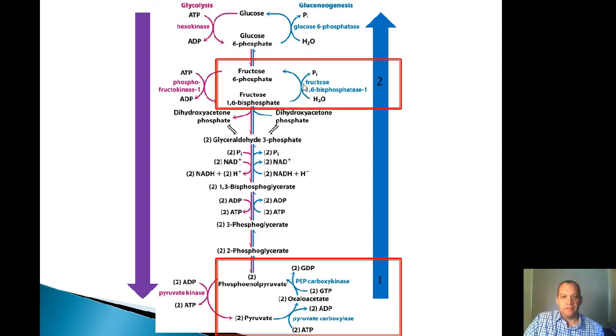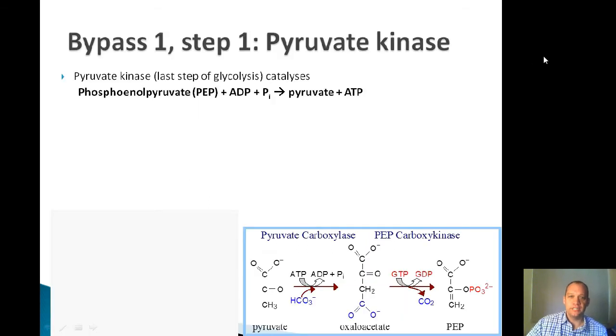Then there is fructose 1,6-bisphosphatase, which is a dephosphorylation reaction to turn fructose 1,6-bisphosphate into fructose 6-phosphate, bypassing the PFK, phosphofructokinase, reaction of glycolysis. And then finally, to bypass the hexokinase reaction, we use an enzyme called glucose 6-phosphatase, and again it is a dephosphorylation that happens at that reaction. Okay, so into the details of these bypasses then.